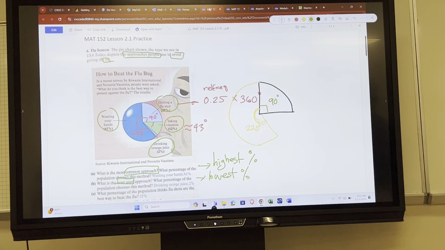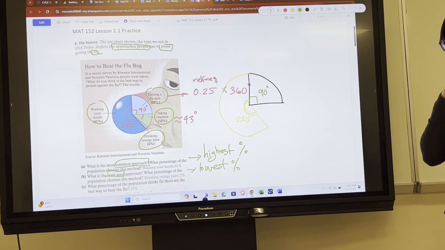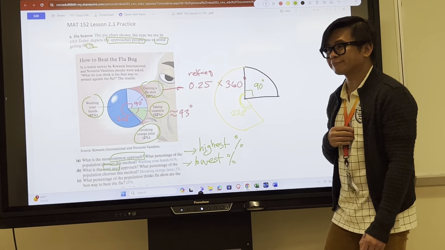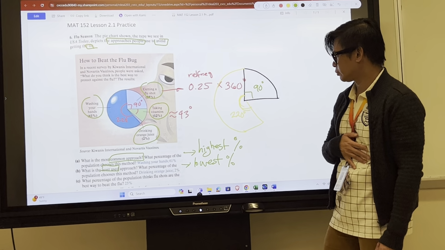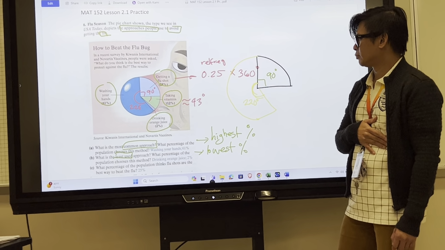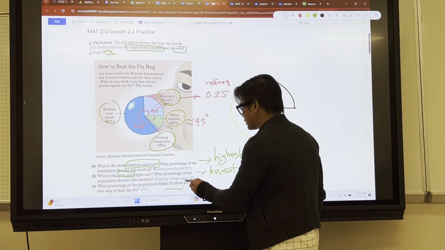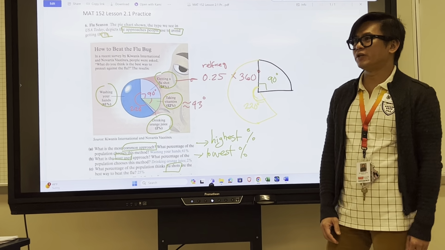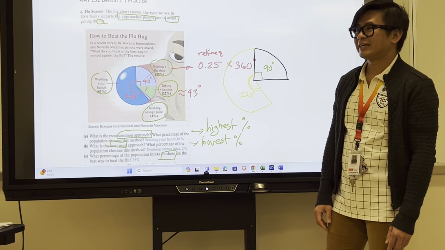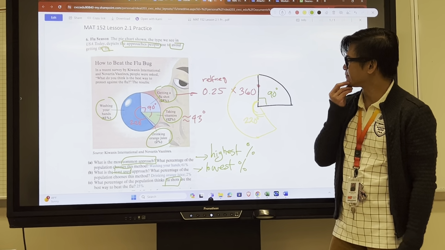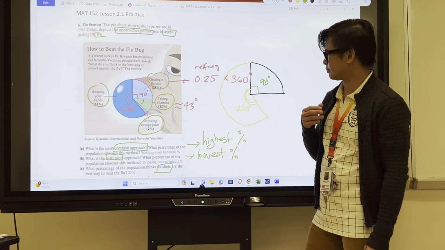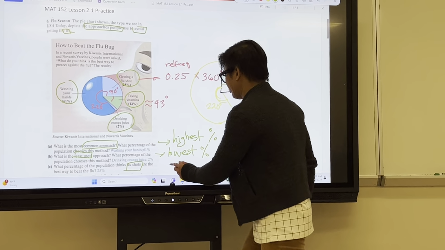And the last one, letter C, okay? Avi, go ahead, please. What percentage of the population thinks flu shots are the best way to beat the flu? Answer. Percentage. 25%. Very good, right?